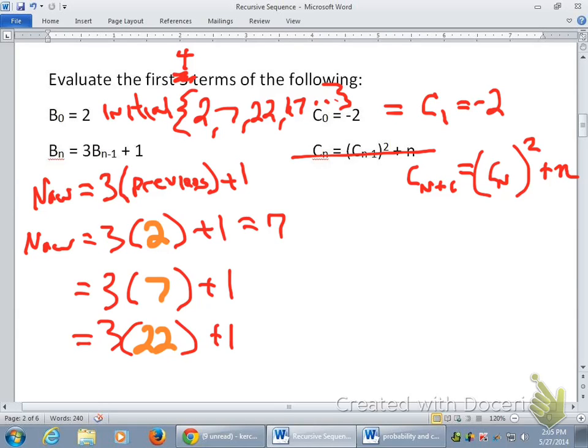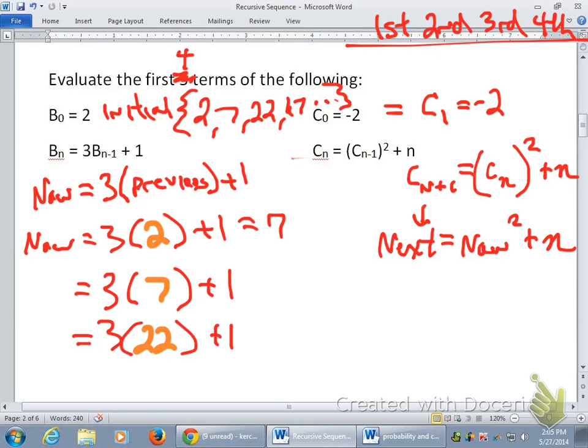Now, I just wanted you to recognize that these two ways of writing it are exactly the same. But some books prefer to write the equation as Cn, and some like to do it as Cn plus 1. This just means my next term is going to equal my now term squared plus n. Okay? What's in the parentheses? C sub n.